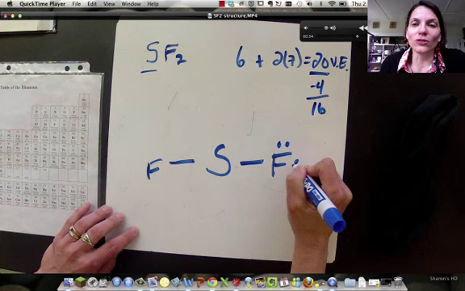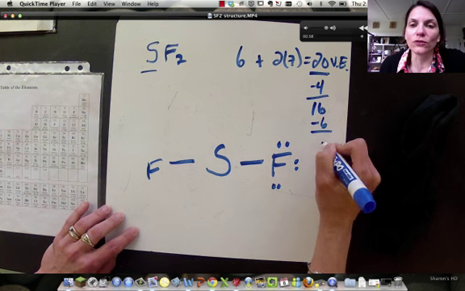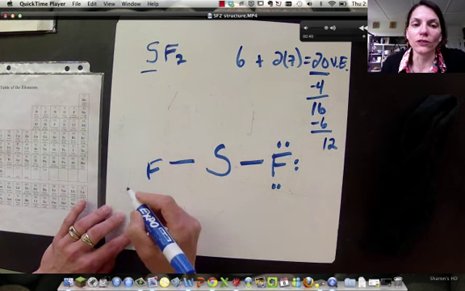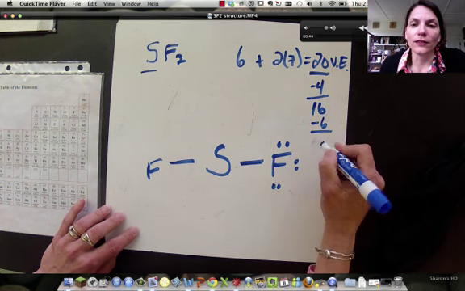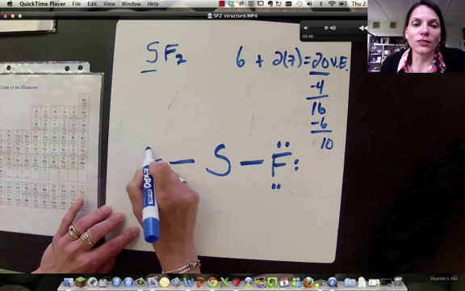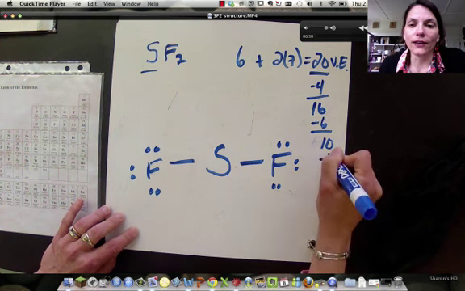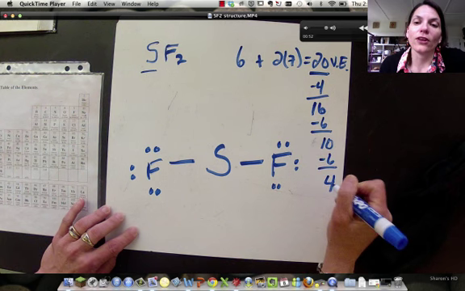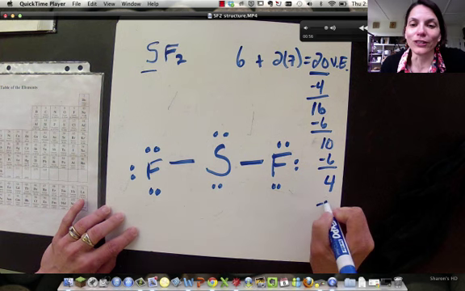Now I'm going to distribute those 16 in pairs to give everyone an octet. So there's 6 for the first fluorine. I have 12 left. Oops, math error. I have 10 left. I'm going to distribute 6 to the other fluorine in pairs. So I have 4 left, just enough for the sulfur.